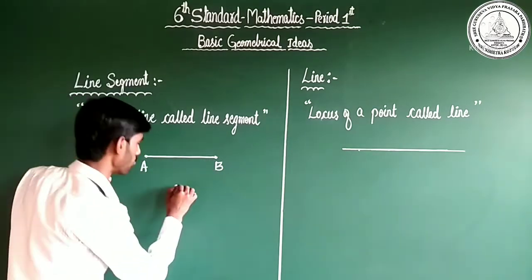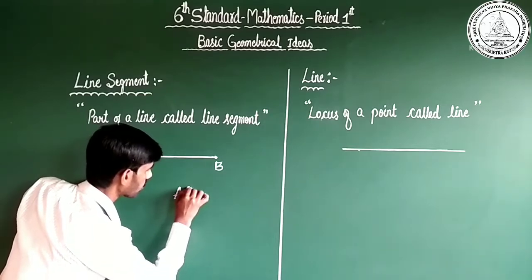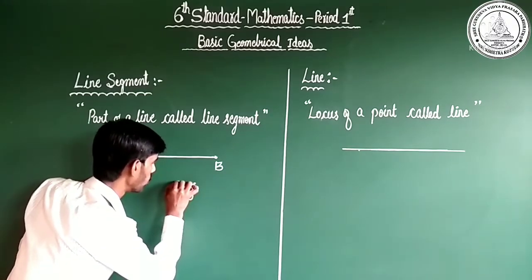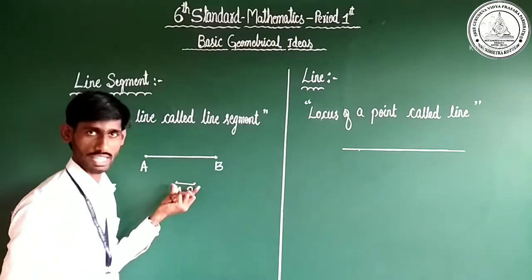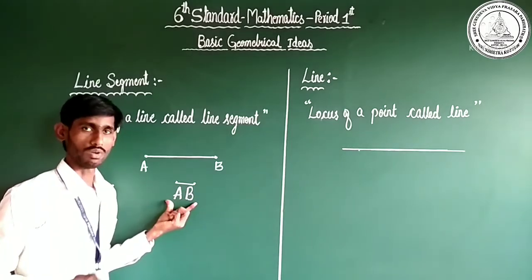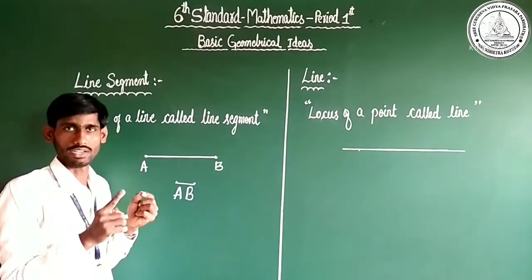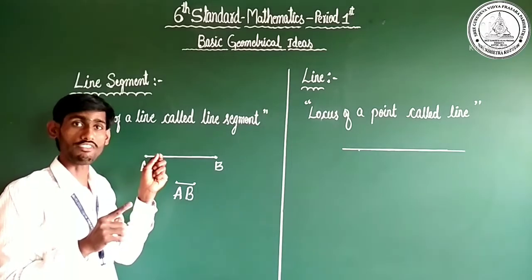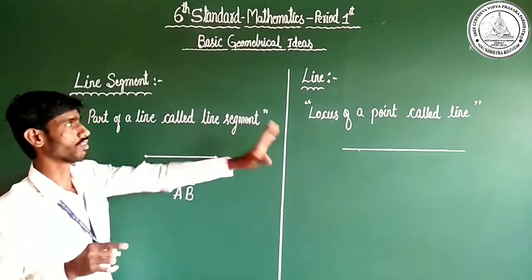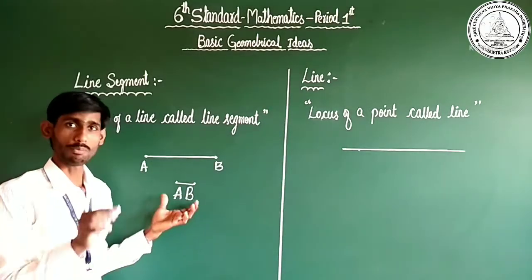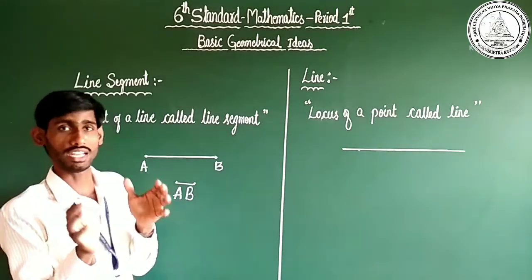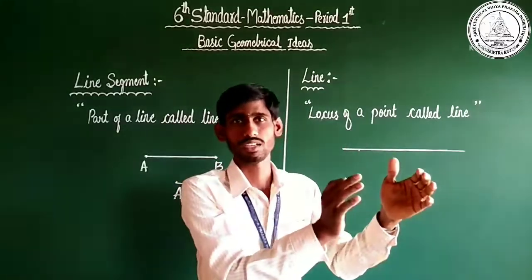It can be represented by two ending points. This is AB. What does it indicate? AB indicates a line segment. A line segment is a part of a line. We will learn about the line later. A part of a line is nothing but one part in a whole.